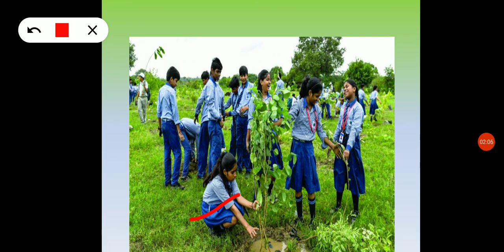Also plant trees around your house as much as you can, so that greenery will help us to reduce pollution and to stay healthy.